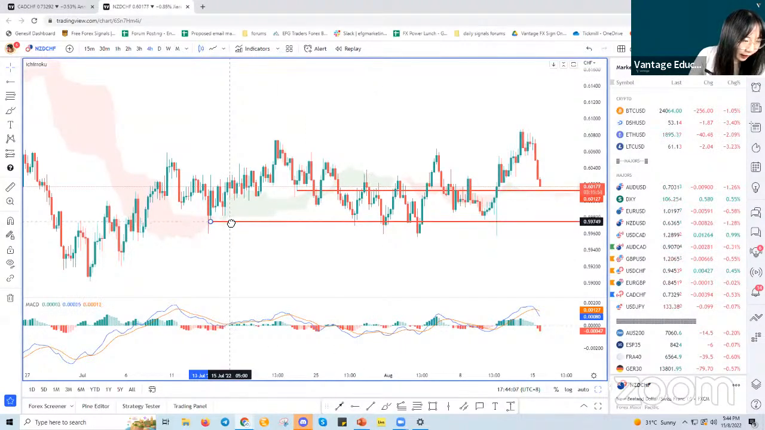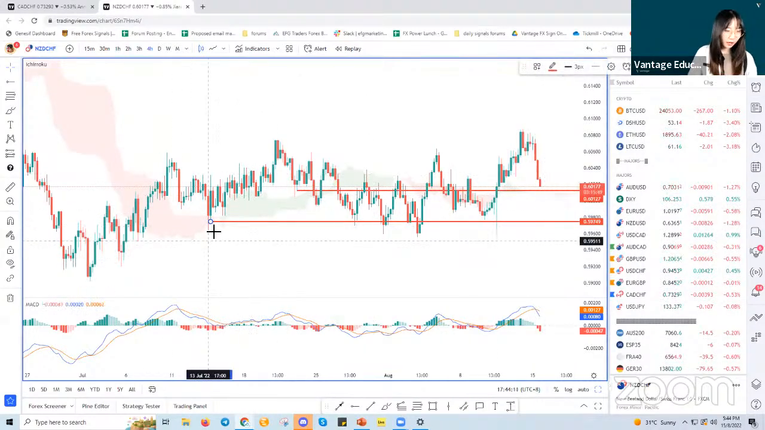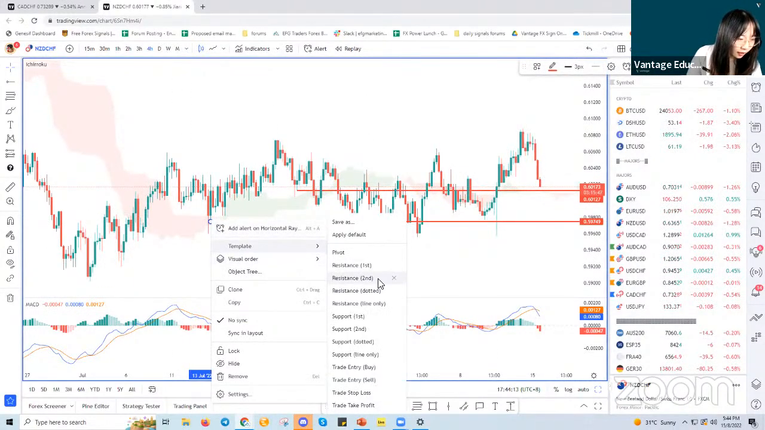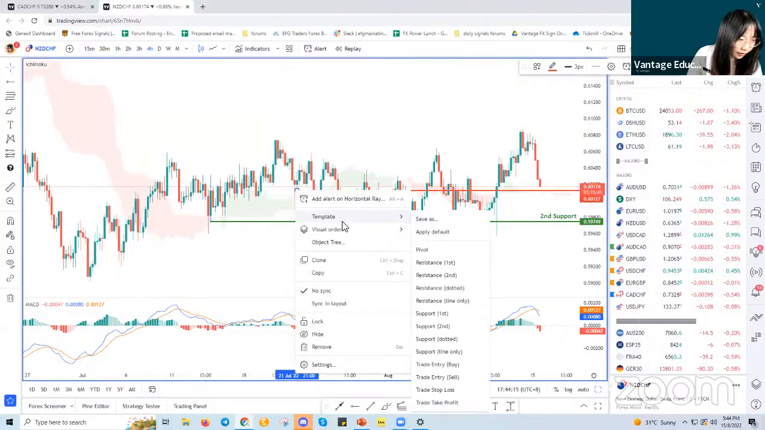And if we go back, the price is also touching this line. So here could be our support line. Here is the second support, and here is the first support.